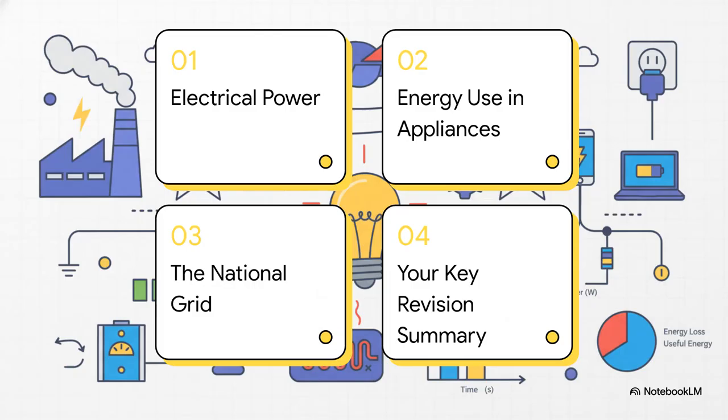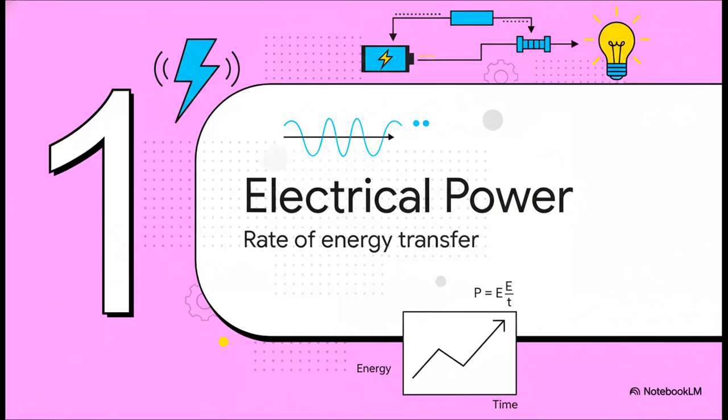We'll start with the basics of electrical power, then see how our everyday appliances actually use that energy. After that, we'll zoom out to look at the massive national grid, and we'll finish up with a super quick summary of the key formulas you have got to remember. Right. First things first, electrical power.